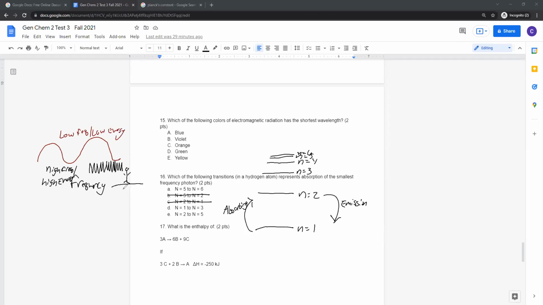So if I'm talking about the smallest frequency, that would be a very short jump. So that would be like 5 to 6. Very tiny jump there.